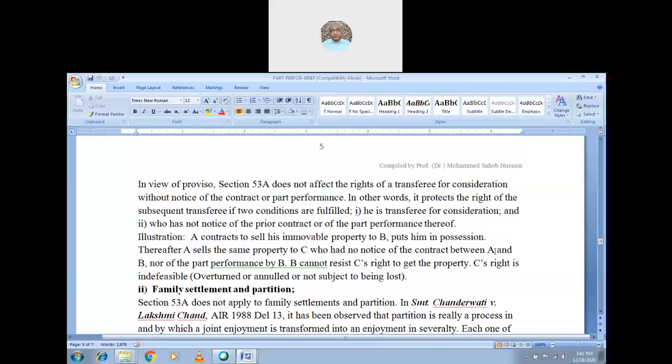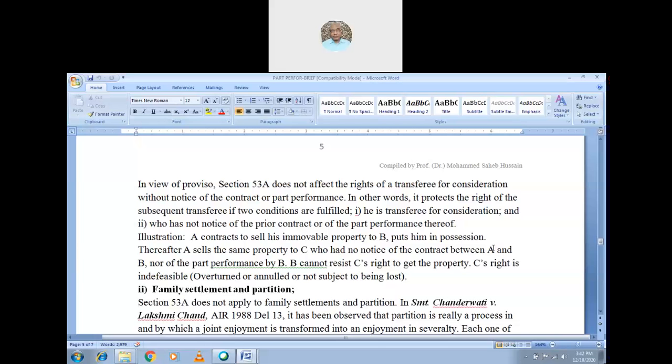B can't resist C's right to get the property. C's right is indefeasible, meaning it cannot be overturned or annulled, not subject to being lost. That means A, B, C are there, three people. A is the transferor, B the transferee, C the subsequent transferee.